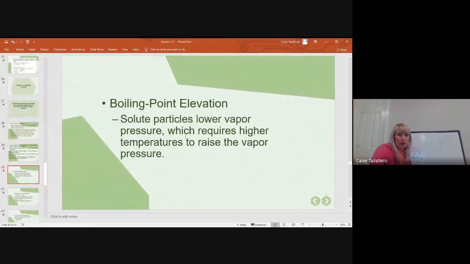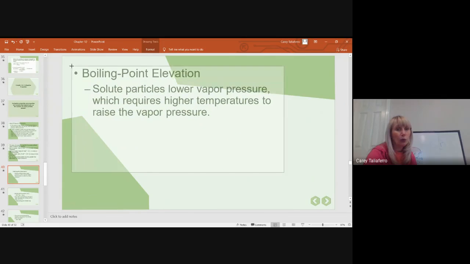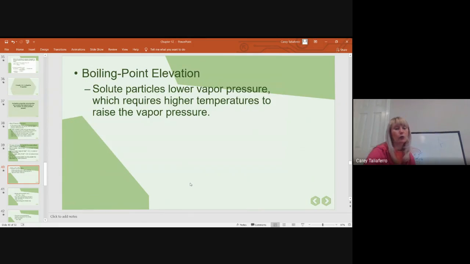Now, let's look at boiling point elevation. Well, boiling point is the point at which a liquid becomes vapor. All right. So if you lower the vapor pressure because you've added solute, it's going to require higher temperatures to raise the vapor pressure enough to get your substance to essentially boil, to get molecules to evaporate and become vapor.